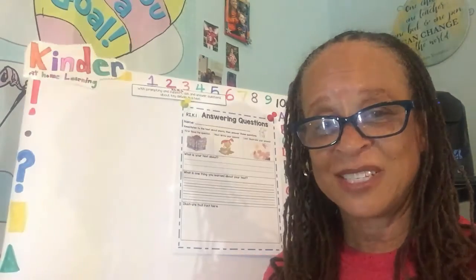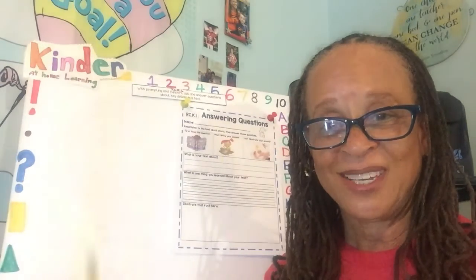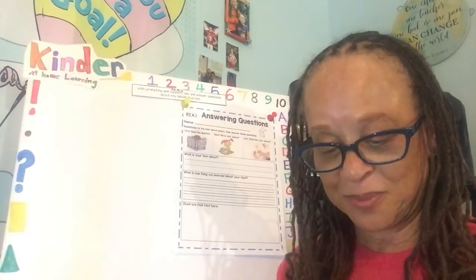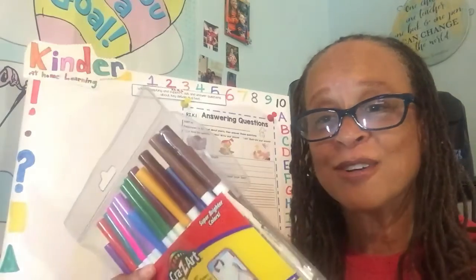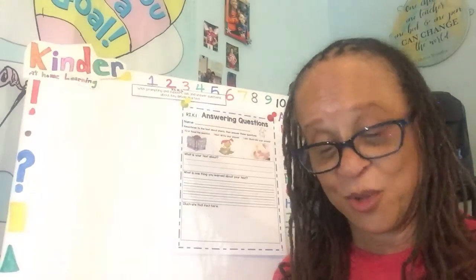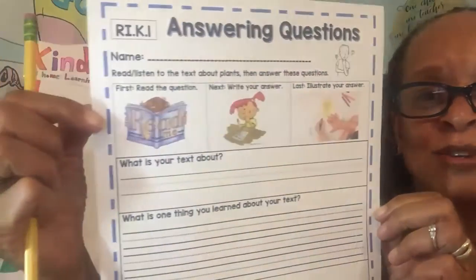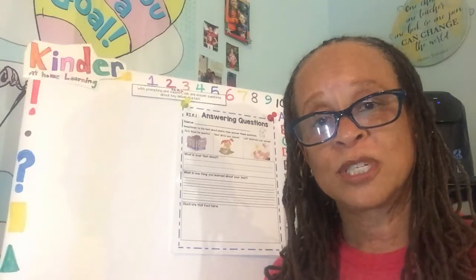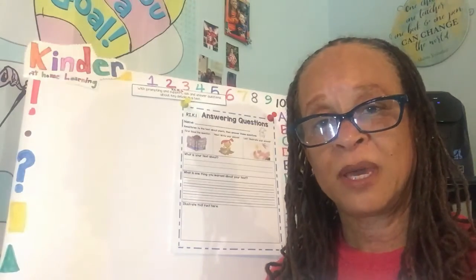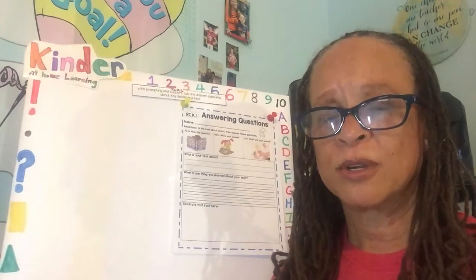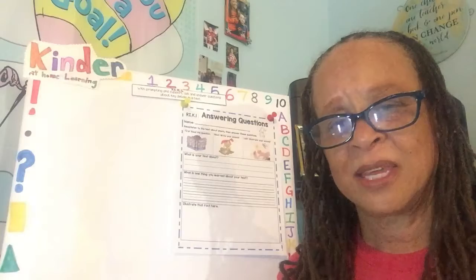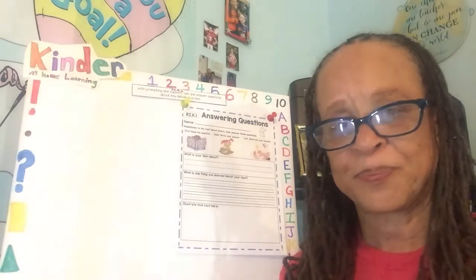For the next part of this lesson, you are going to need a pencil, color pencils, markers, or crayons. You're going to use this worksheet to do this lesson. You can download this worksheet from your teacher's webpage, and if you don't have access to a printer, just get a blank piece of paper, and then I'll just walk you through the steps.